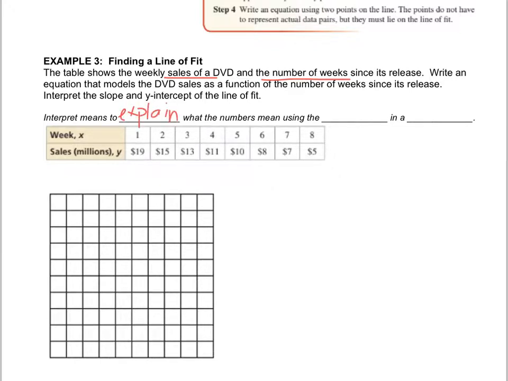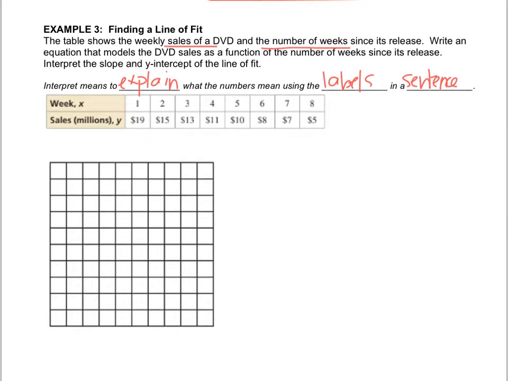what the numbers mean using the labels in a sentence. That's not new. We did interpreting earlier. So the first step was to just make the scatter plot. So let's make an axis, and if you notice, all of our numbers are in the positive quadrant. So we're going to stick with the positive x, y axes. So that's a big quadrant 1.